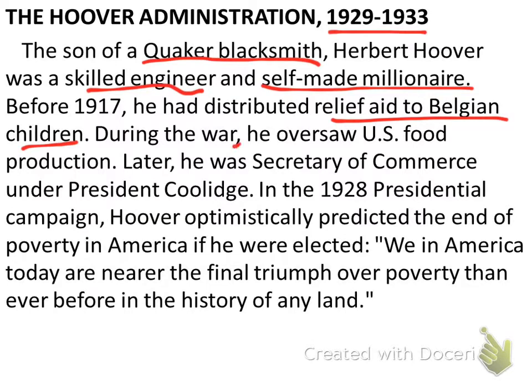During the war, and of course this war refers to World War I, he was in charge of U.S. food production. So he was a part of the Woodrow Wilson administration. Wilson went outside of the Democratic Party and turned to a Republican to help him. Later, he was Secretary of Commerce under President Coolidge. So he served under President Woodrow Wilson and he also served within the Coolidge administration.